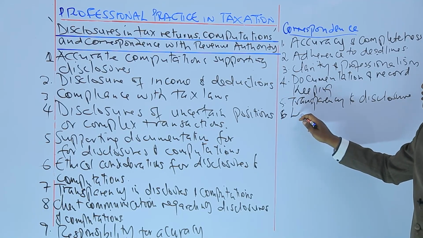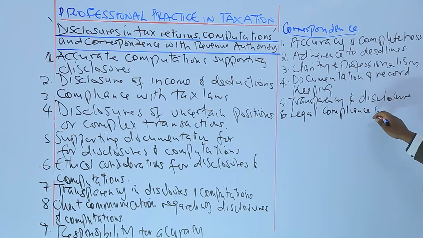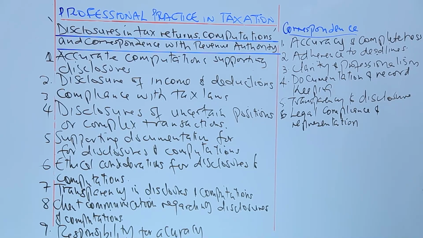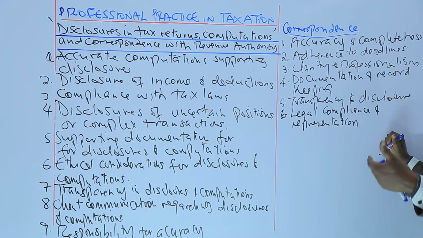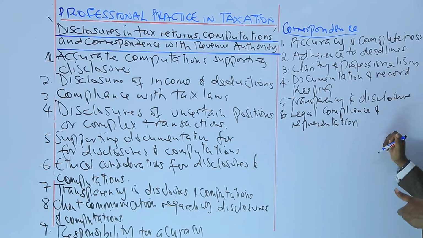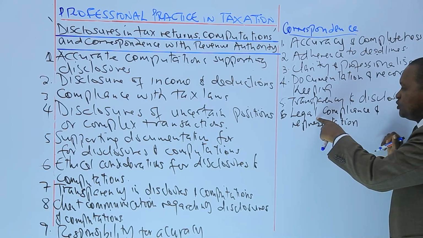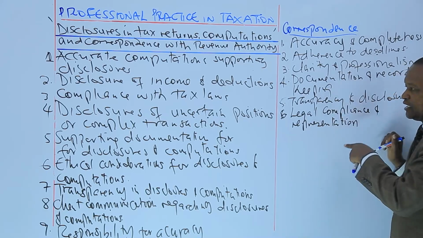6, we have what we call legal compliance and representation. Tax professionals must ensure that their communications comply with relevant tax laws and regulations. They may also represent their clients before the revenue authority, which involves advocating for their clients' interests while staying within legal boundaries. Adhering to laws and regulations and advocating, representing their clients.